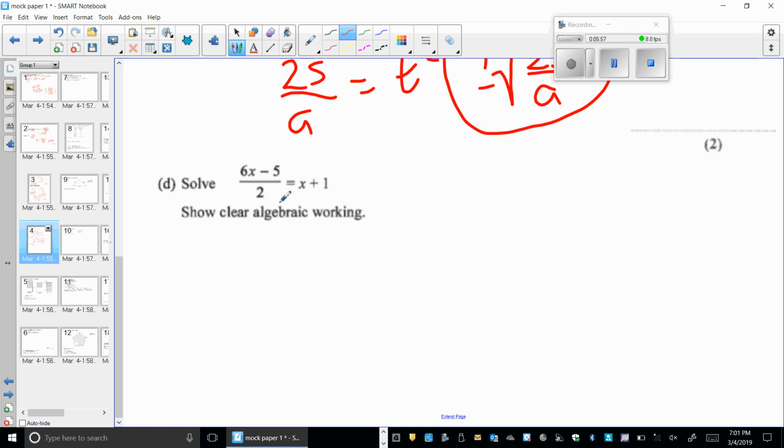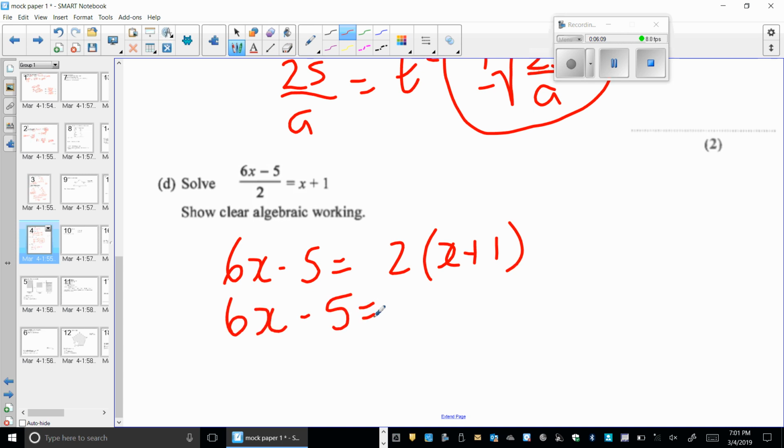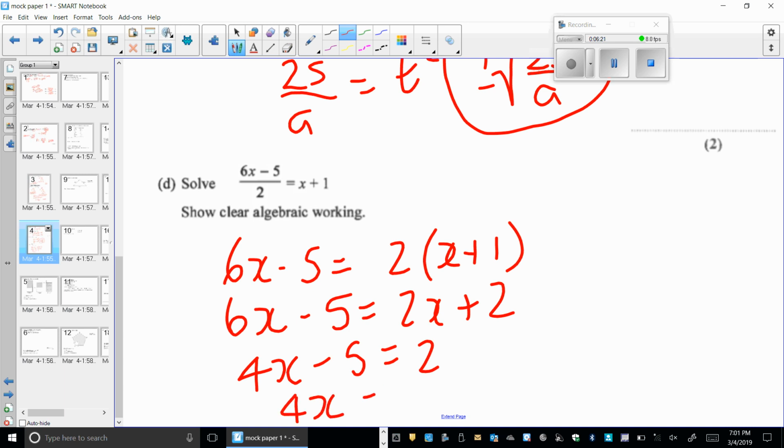All of this side is divided by 2, so to get rid of that we're going to multiply both sides by 2. So this becomes just 6 times 5. And don't forget brackets here to make sure you're multiplying everything by 2. Joining like terms, I'm going to take away 2x from both sides. And add 5 to both sides. And then our final step is to divide by 4. So you can leave it as an improper fraction if you wish. It hasn't said what kind of number they want.